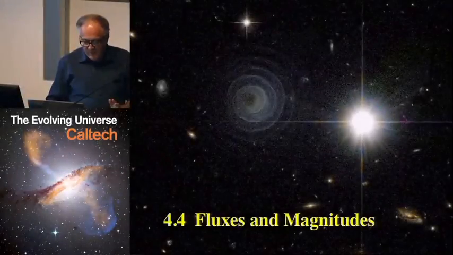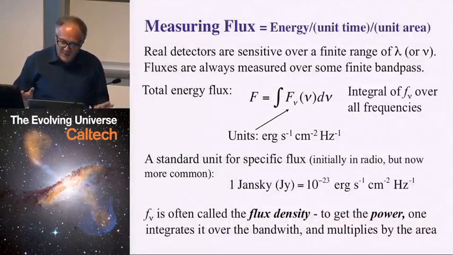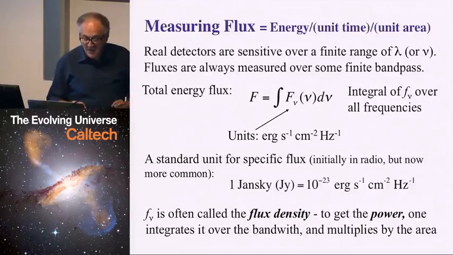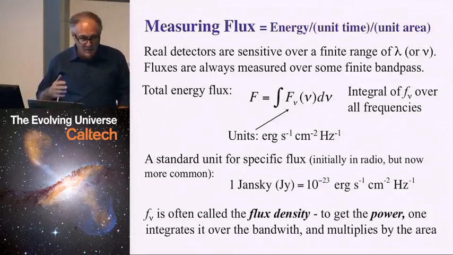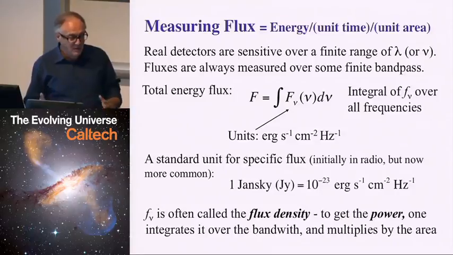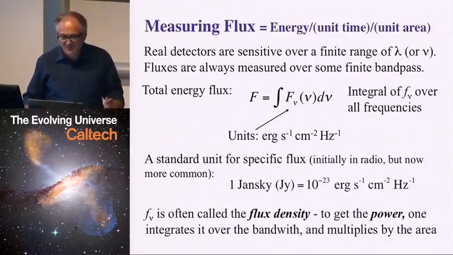I have to introduce the concept of magnitudes. Now, first, let's talk about rational things, like fluxes. So you have a source of radiation, like thermal blackbody or synchrotron or whatever, and it's going to have flux as a function of frequency. And if you integrate over all frequencies or all wavelengths, you get total luminosity.